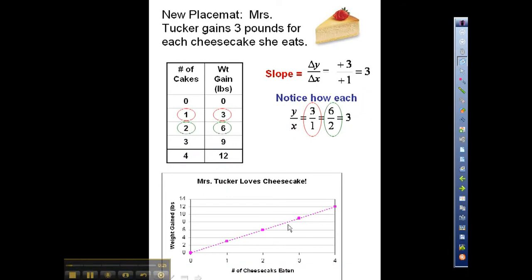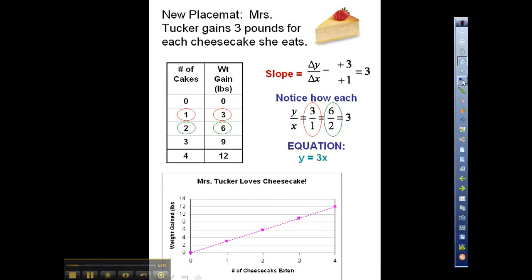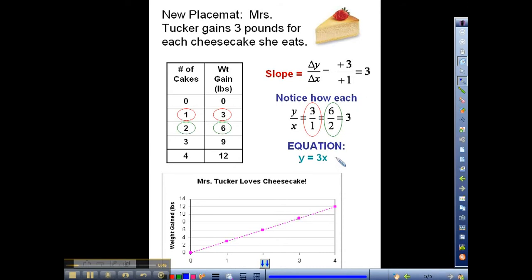What do you notice about the graph? This is what Cameron was asking about earlier. What do you notice about the graph? Passes through the origin. What's its y-intercept? 0, yeah. What do you notice about the equation? Yeah, the y-intercept is 0, that's right. And they usually don't put that on there. They drop that off.